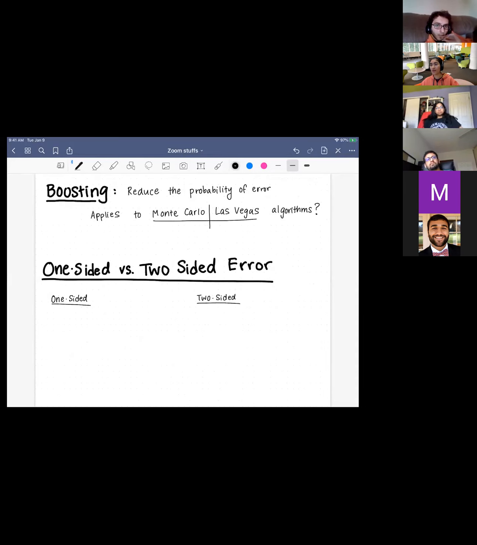Okay, so let's move on to what boosting is. Since we're reducing the probability of error, which type of algorithm would this apply to, Monte Carlo or Las Vegas?